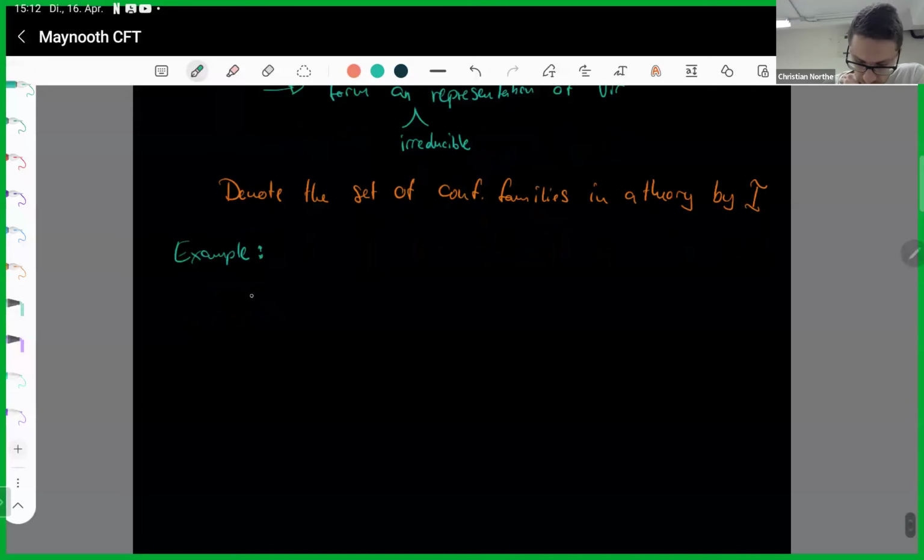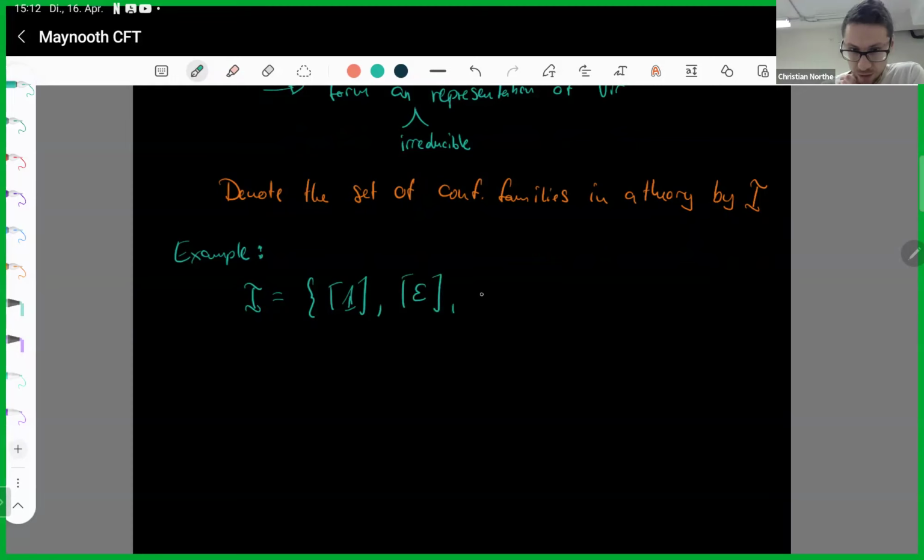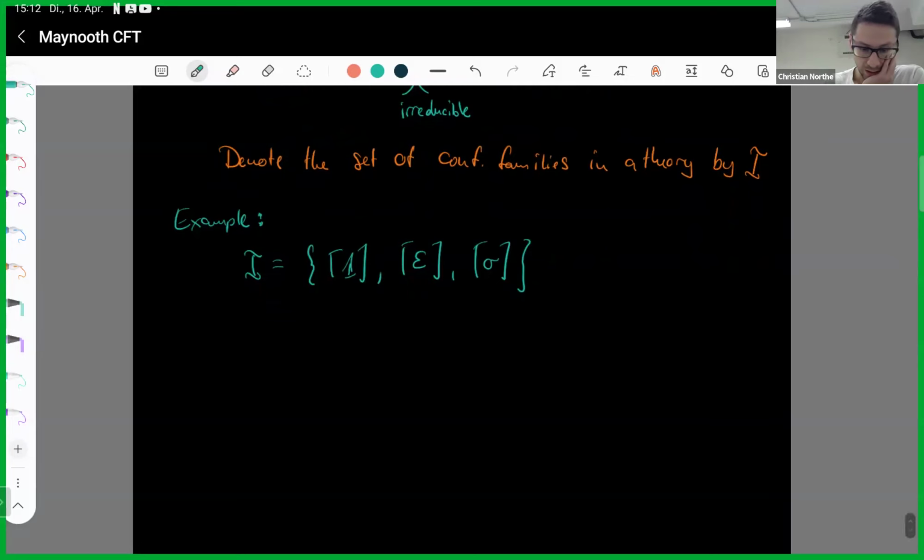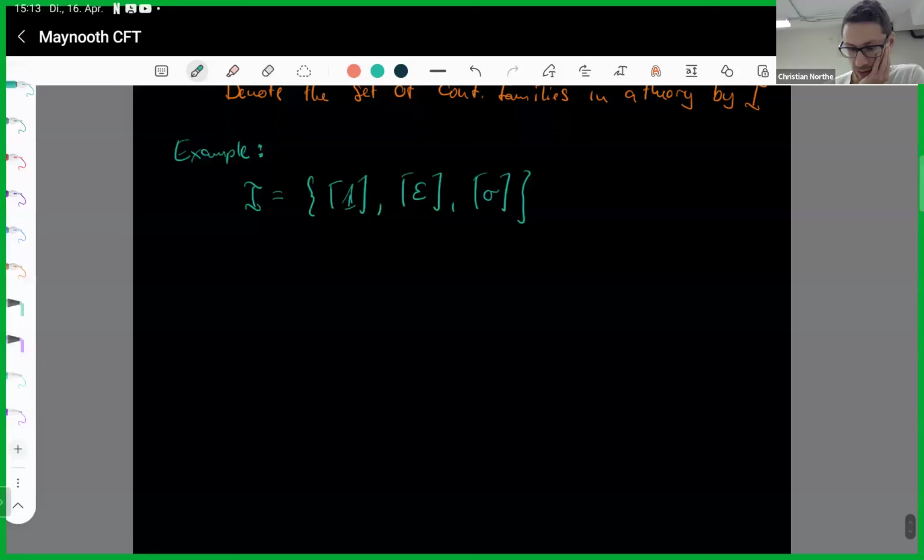Okay, so the Ising model has three families. So the set of conformal families, there's the identity field, there's the energy field, and then there is a spin field, which is called sigma. And if you've found time to do the exercise that I suggested yesterday, then you have an idea what conformal weights they have.